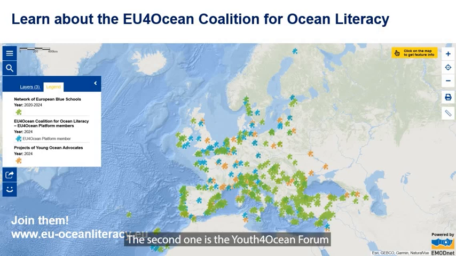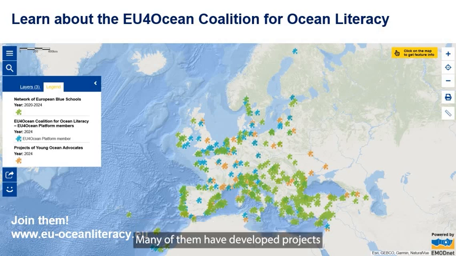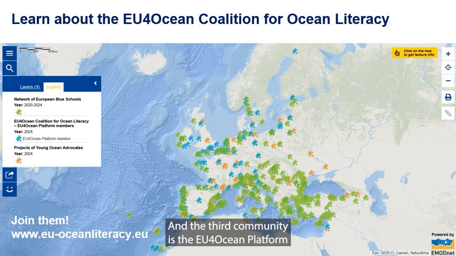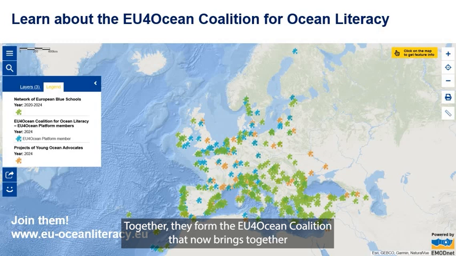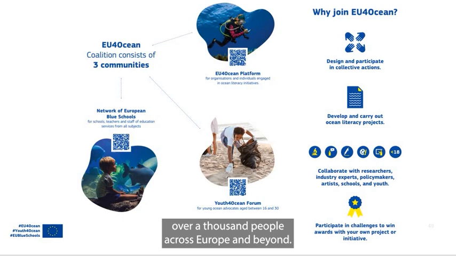The second community is the Youth for Ocean Forum, that brings together young people aged 16 to 30 years old, and many of them have developed projects and have then received certification as young ocean advocates. And the third community is the EU for Ocean platform, that brings together research institutes, NGOs, private organizations, but also artists and anyone interested in the ocean. Together, they form the EU for Ocean Coalition that now brings together over 1,000 people across Europe and beyond.